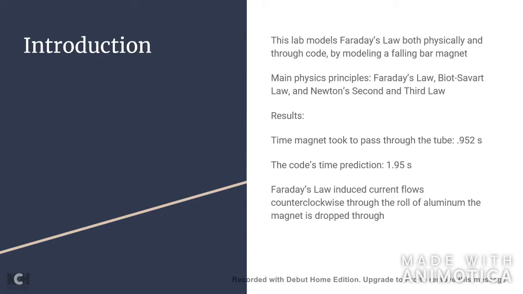My main results show the time it took the magnet to pass through the tube when I modeled the experiment physically was 0.952 seconds. However, the code's time prediction was 1.95 seconds, given the same parameters. Faraday's law-induced current flows counterclockwise through the roll of aluminum the magnet is dropped through.